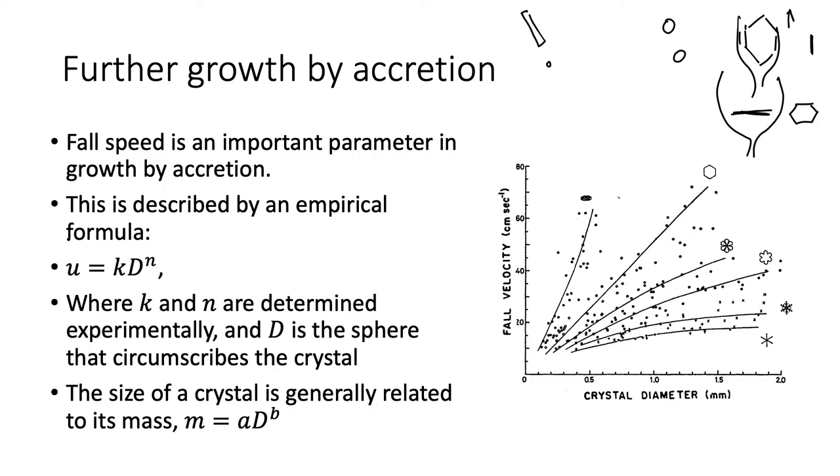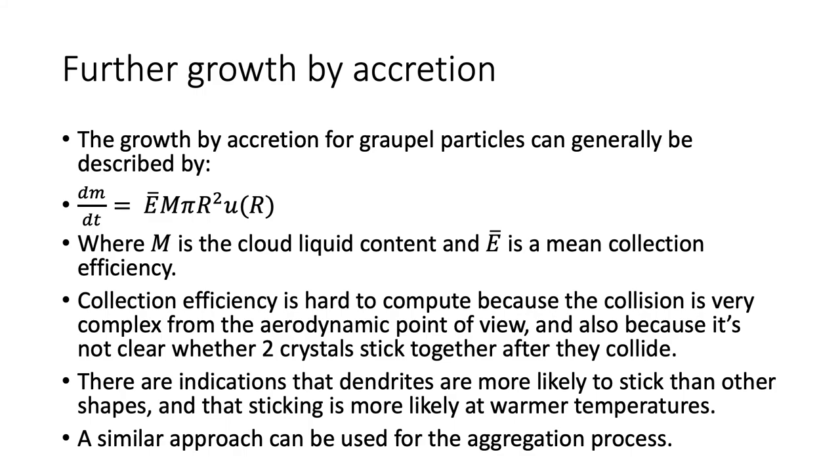And so when you want to compute things like the way we did with collision coalescence, then you have to use empirical formula, because there's no simple way to obtain, for example, the fall speed velocity of the ice crystals. Even the mass of the ice crystal is not easy to determine, and it's usually just, again, through a best fit, related to the crystal diameter with some empirical formula.